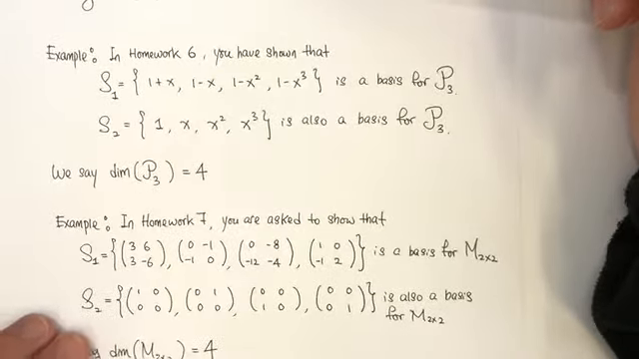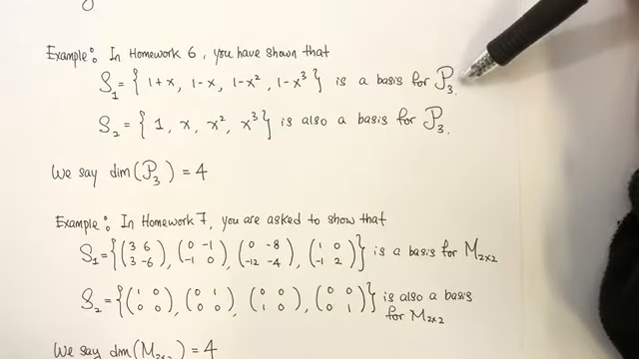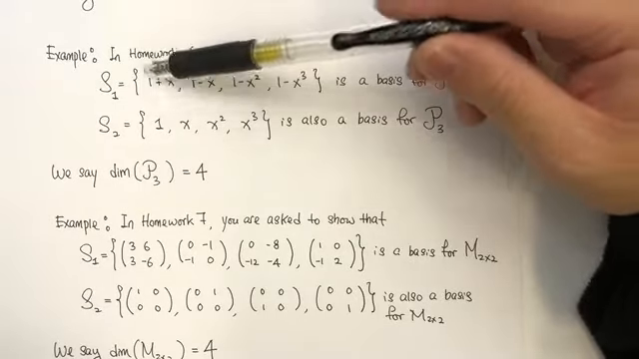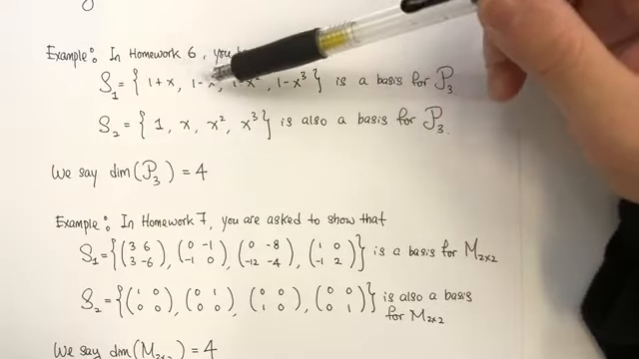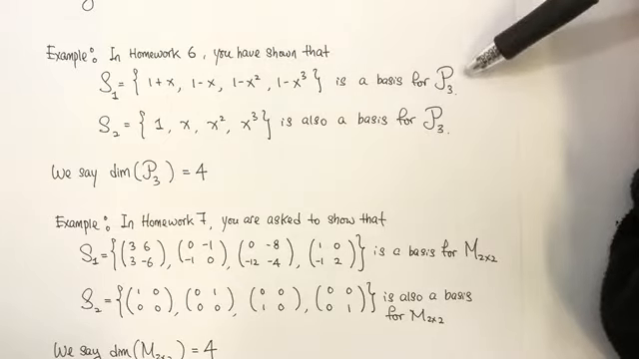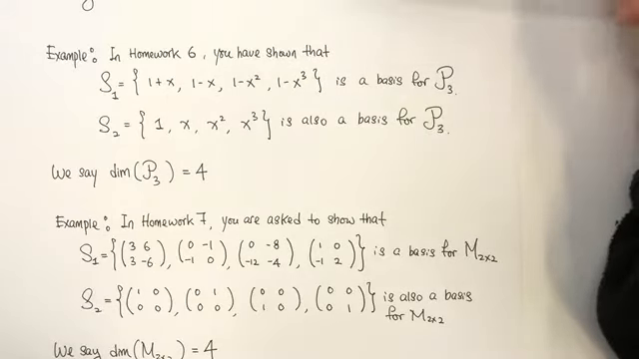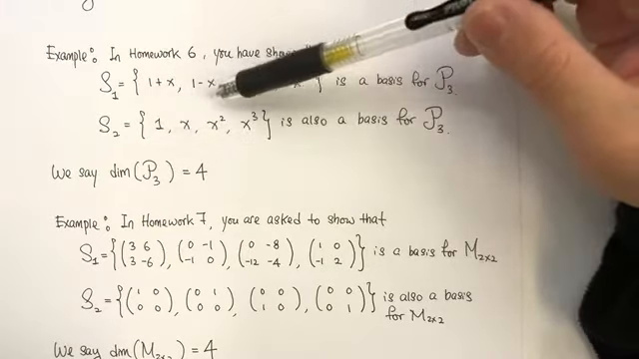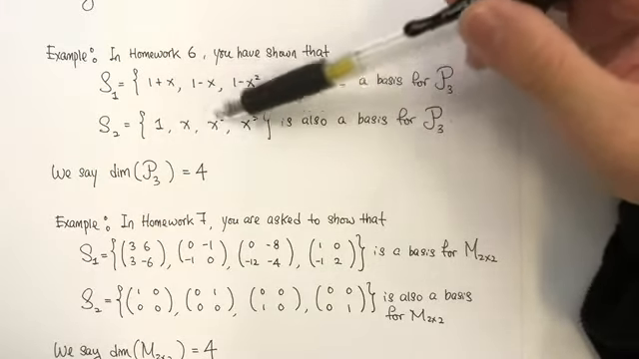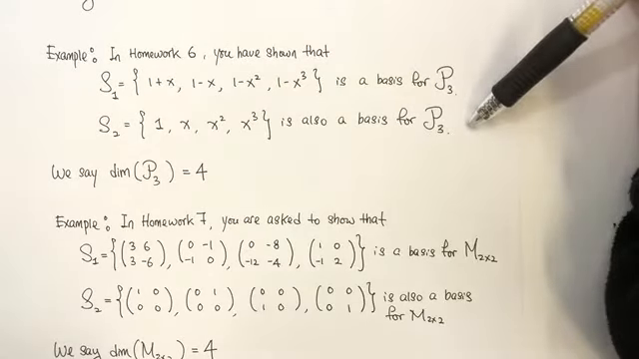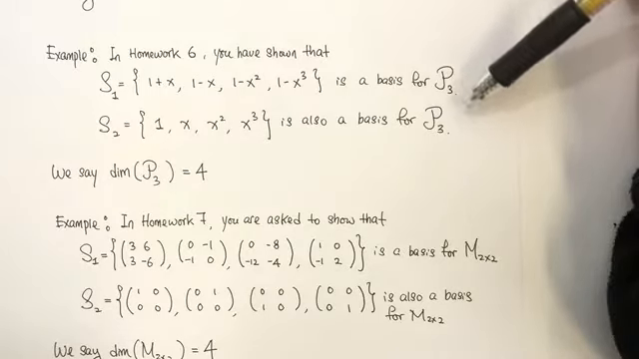Same thing here in the vector space P3, the polynomials of degree at most 3. You have shown in homework 6 that this set S1, this collection of 4 polynomials, 1 plus x, 1 minus x, 1 minus x squared, 1 minus x cubed, forms a basis for P3. And it is also very easy to verify that this collection of polynomials, the constant polynomial 1, the polynomial x, the polynomial x squared, and the polynomial x cubed, also forms a basis for P3. So the basis for a vector space need not be unique.